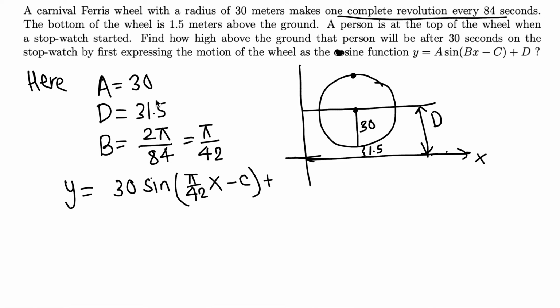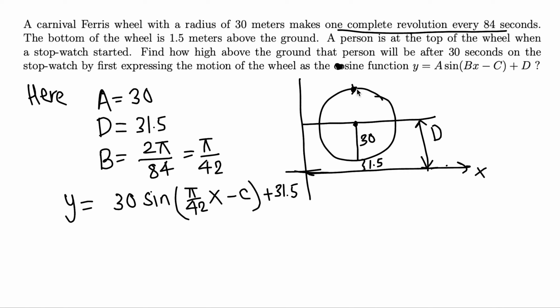D is 31.5. Okay, now to find the c, we can use the initial position. When time is 0, a person is at the top of the wheel. So time 0, what is this now? 30, this should be another 30 because it's the circle and radius. 30, 30, 60, 1.5, so 61.5.